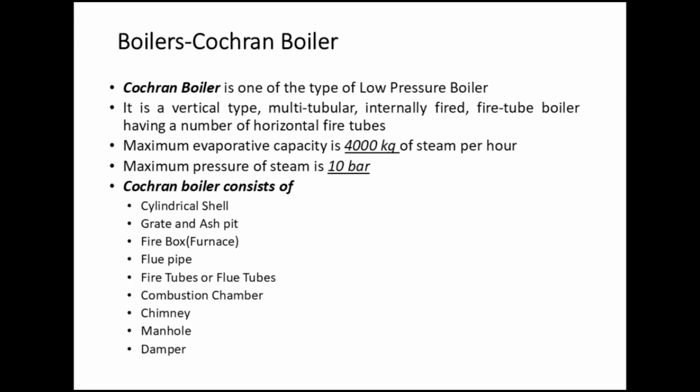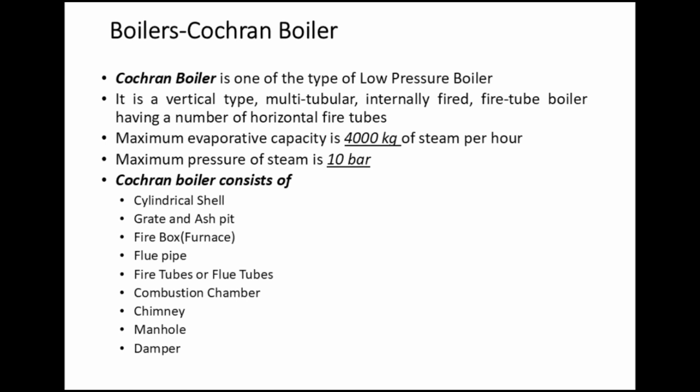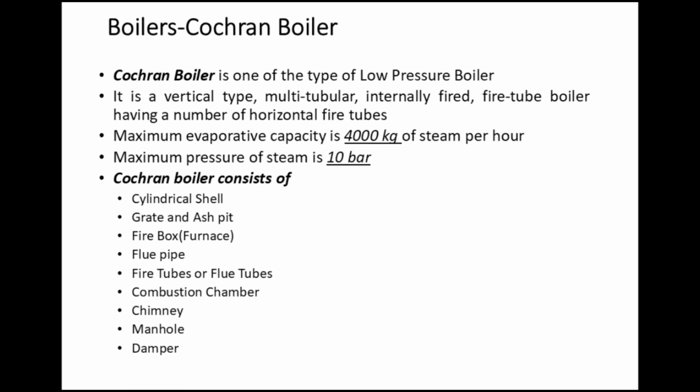Boilers. Cochran boiler. The Cochran boiler is one type of low pressure boiler. It is a vertical multitubular internally fired fire tube boiler having a number of horizontal fire tubes. Maximum evaporative capacity is 4000 kilograms of steam per hour. Maximum pressure of steam is 10 bar.